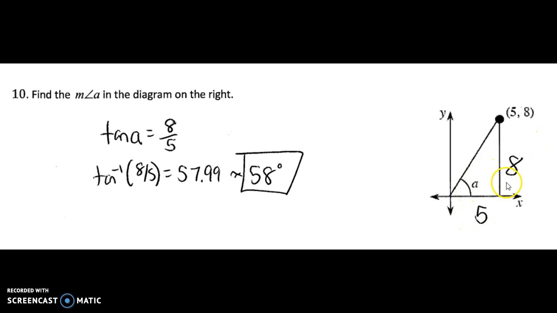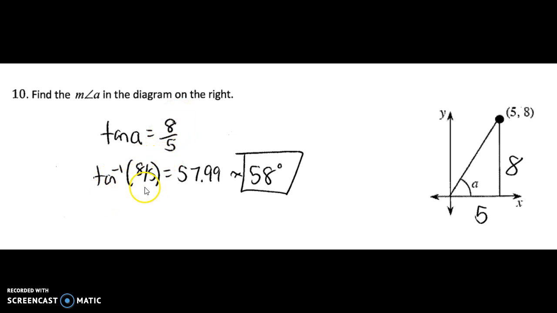Because this 8 is the opposite side and 5 is the adjacent side, we're going to use tangent. So we have the tangent of A is equal to 8/5. To find the angle measure, you want to do the inverse trig function. So here we're going to do the inverse tangent of 8/5.